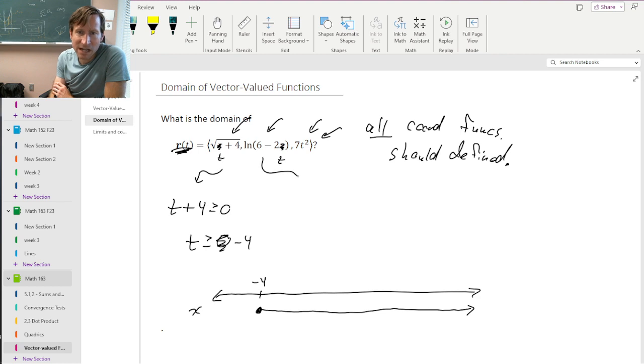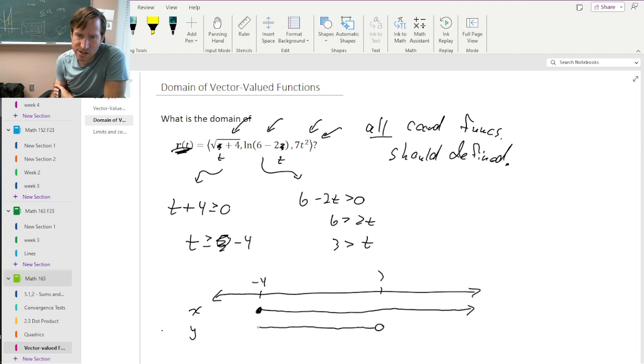Okay, what about our y-coordinate function? Well, for our y-coordinate function, we're taking the natural log of something, so the thing inside the natural log had better be strictly greater than 0. So 6 minus 2t had better be strictly greater than 0. And then again, we can solve this inequality. Move the 2t to the other side, 6 greater than 2t, and then divide both sides by 2. 3 has to be greater than t. So for our y-coordinate function, our t values have to be less than 3.